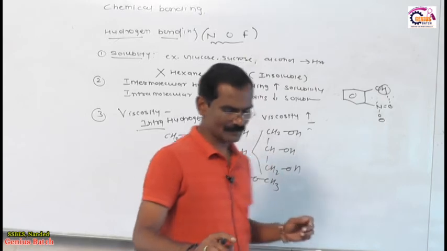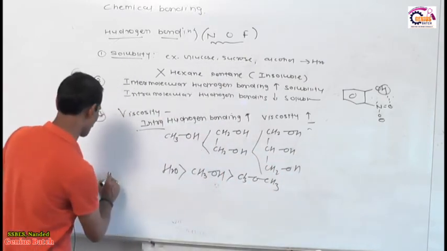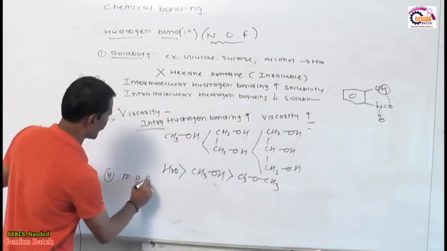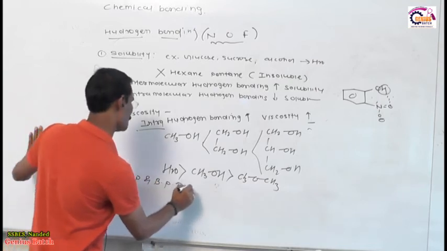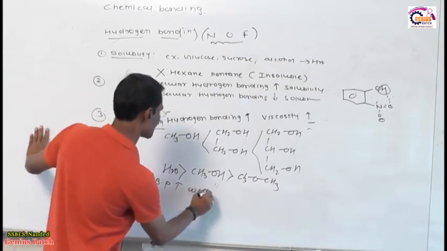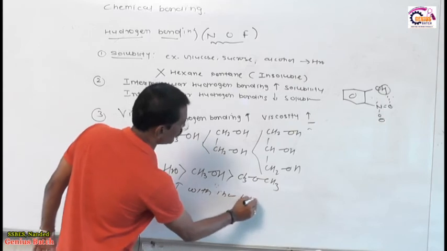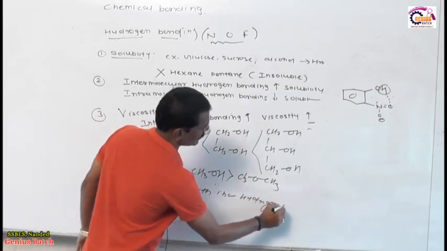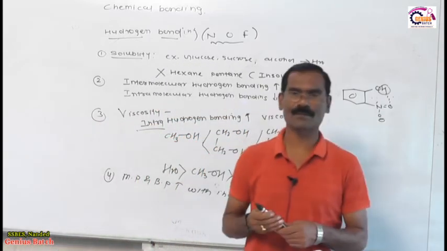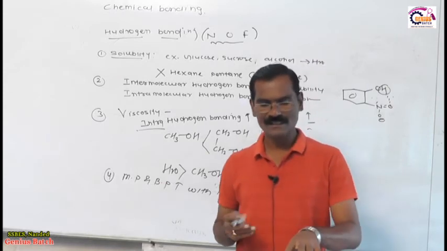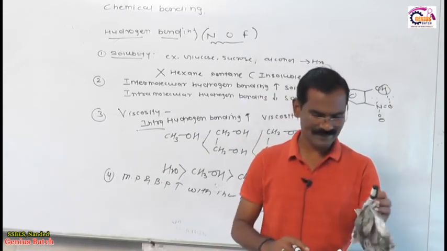Then melting point and boiling point. What happens in the fourth application? MP and BP increase with increasing hydrogen bonding. So my friends, these are very interesting concepts related to the phenomenon of hydrogen bonding. As per my idea, you don't have any doubt in this case.